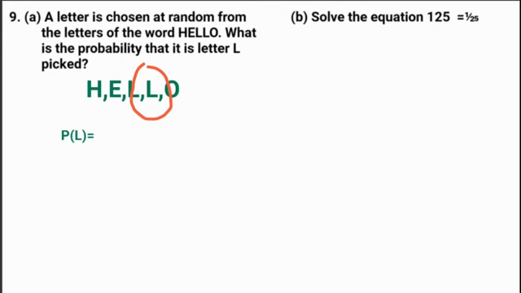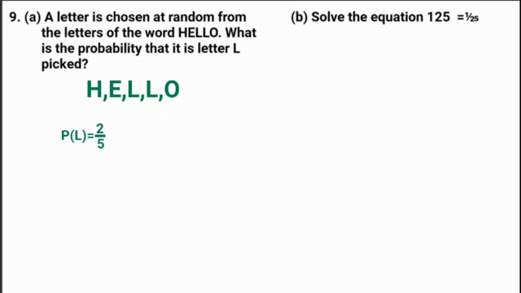Let me just draw properly. So these, okay, there are 2 L letters in the word hello. So that means we are going to write the number 2 over, then how many letters are in the word hello? When you count the letters all together, they are 5. So we're going to write 2 over 5. So the probability of picking a letter L from the word hello is 2 over 5.